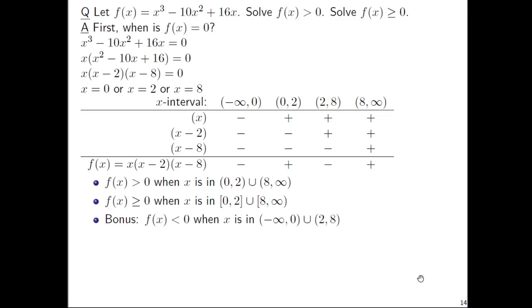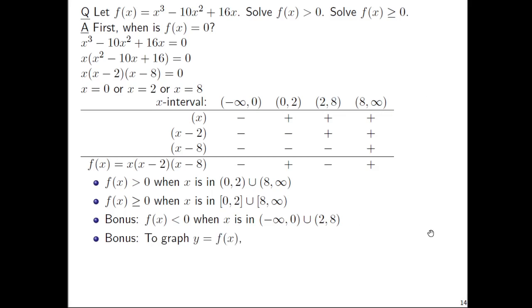Now as a bonus, it wasn't in the question, but it's not much really, because we've done all the hard work here. We can answer when f of x is less than 0. So when is the y value negative? It happens when x is in this interval, and again when x is in the 2 to 8 interval. So there, we just wrote it there.